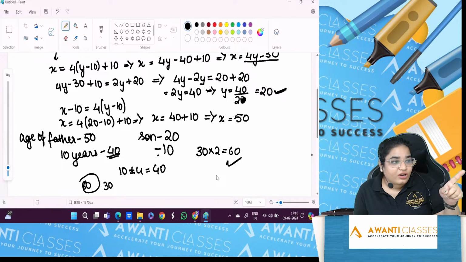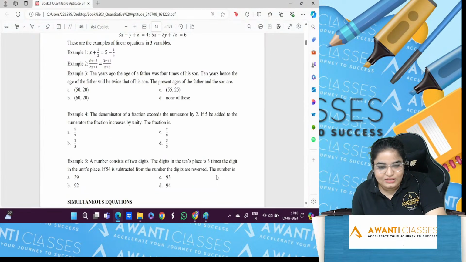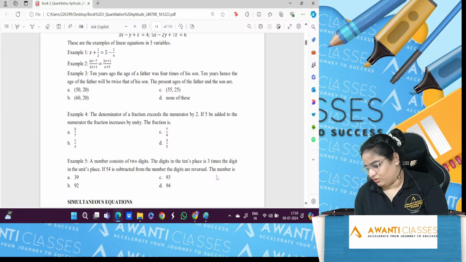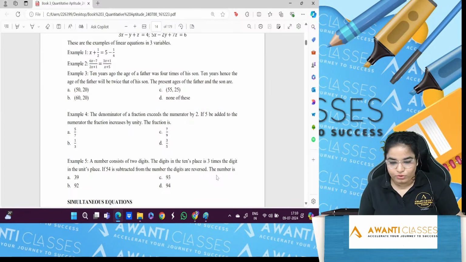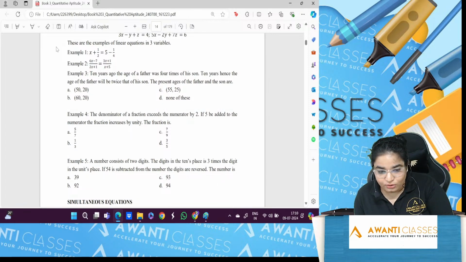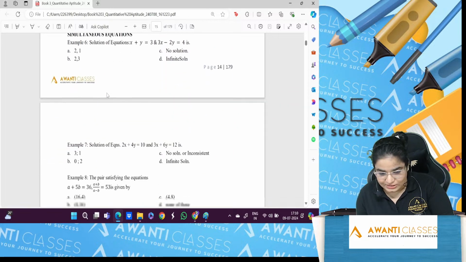Bhimappa sir already gave the correct answer. The correct answer is option number A, 50 and 20. Very good. Amazing. I hope all of you understood it, all of you tried it at home, and now you can understand this.